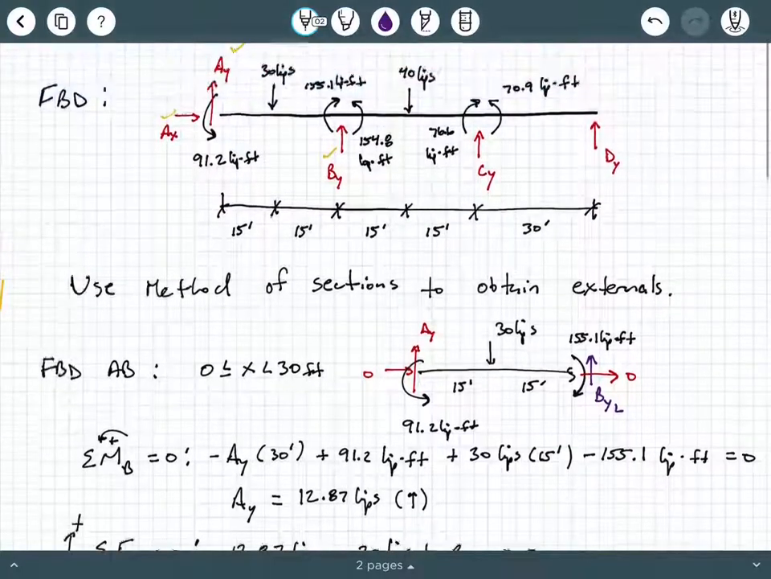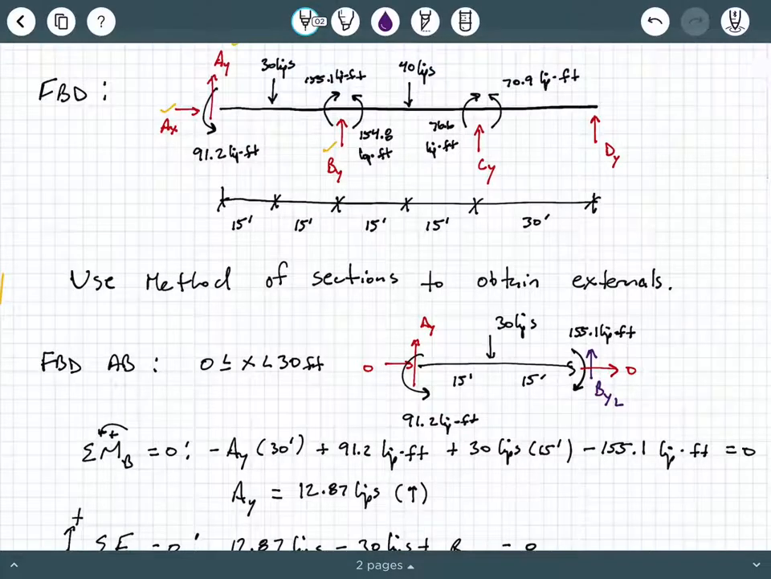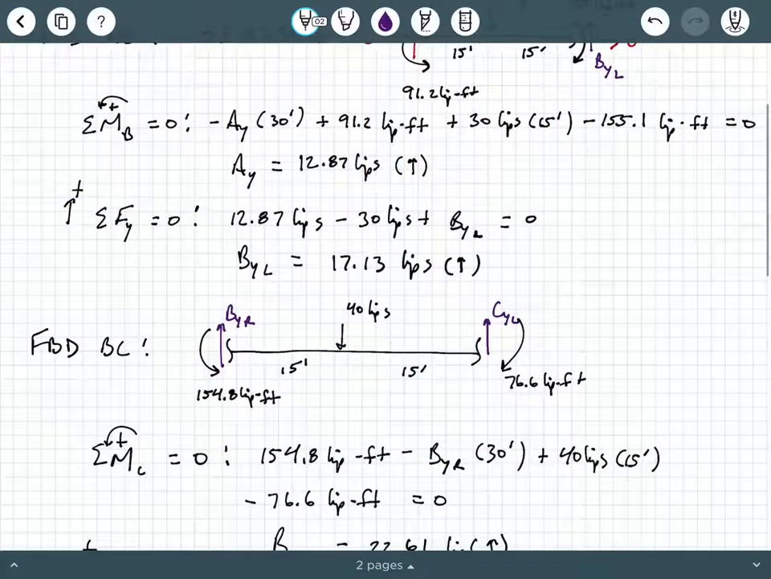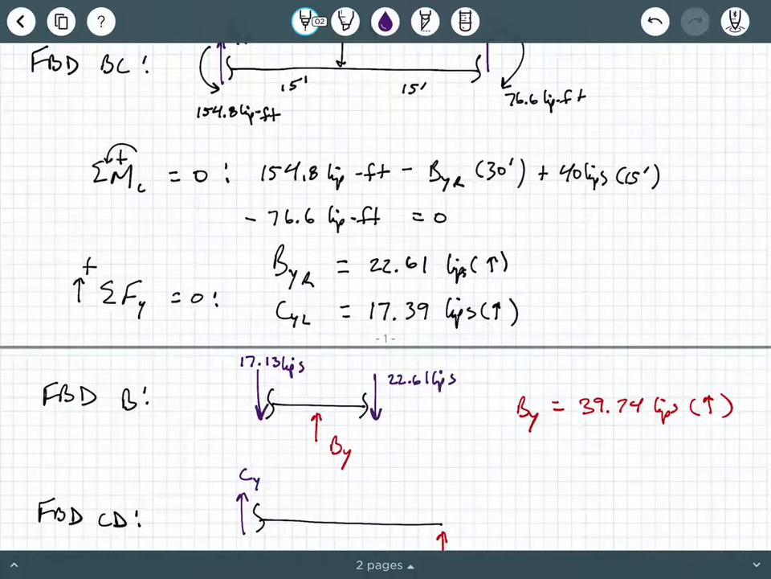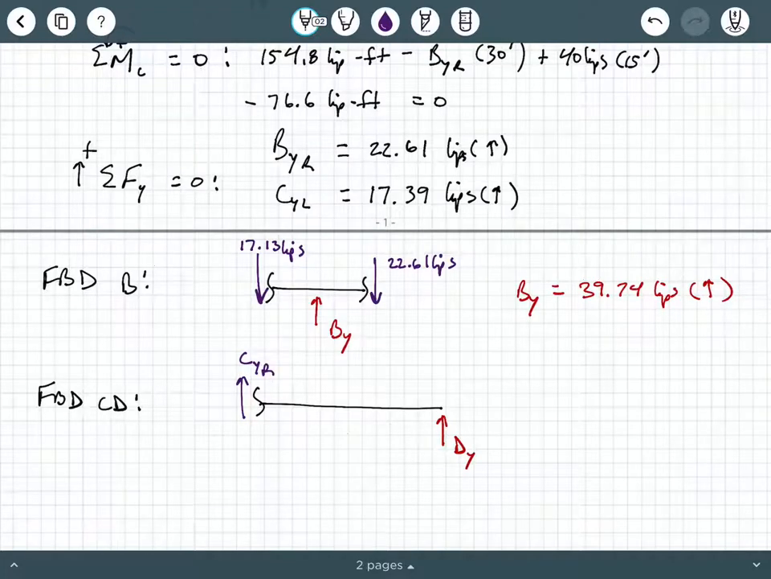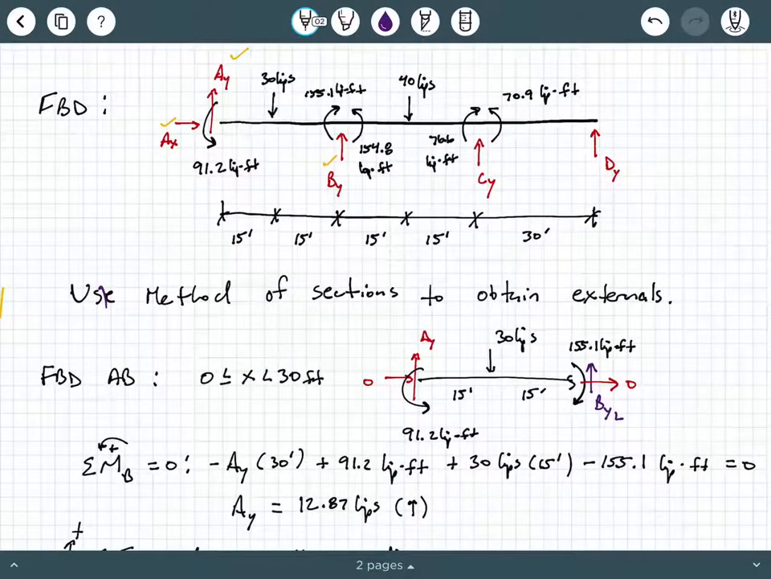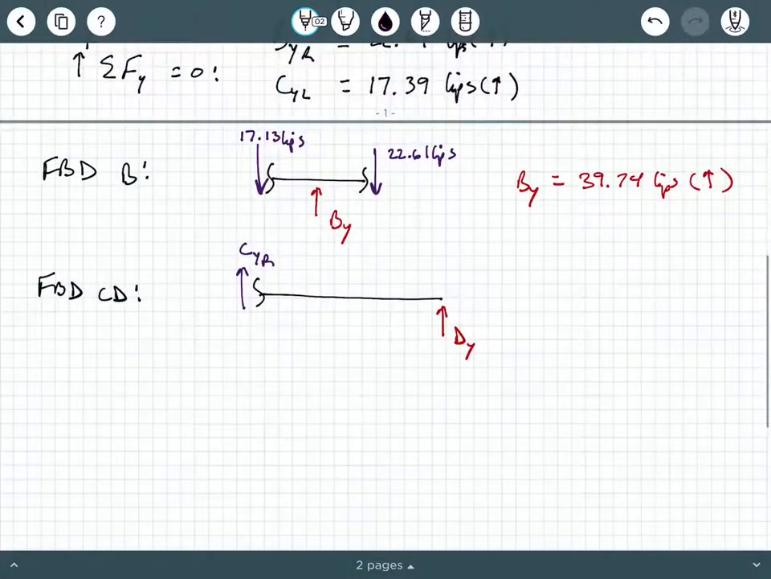Did I label these? I labeled these all kinds of silly, didn't I? Not really. This is BY infinitesimally to the right, CY infinitesimally to the left. So CY, yeah, okay, I'm sorry. I thought my labeling was backwards, but it's not. CY infinitesimally to the right of C. And then we have a 70.9 kip feet going counterclockwise.